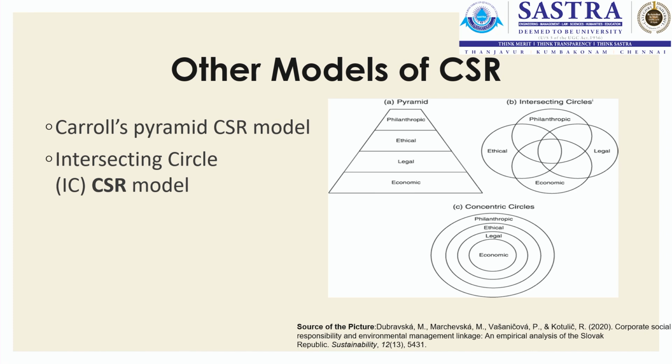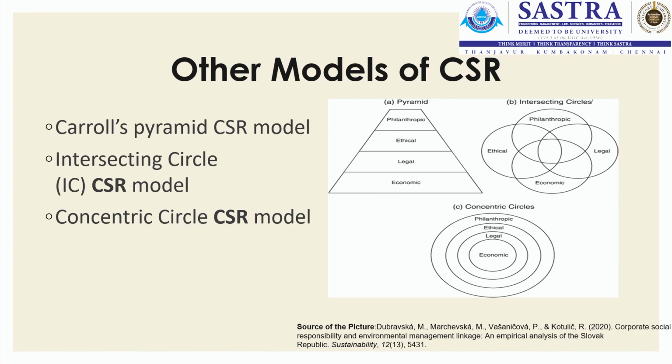The next model that we have is the concentric circle CSR model. If you look at this concentric circle CSR model, it is also pretty similar to the pyramid model and the intersecting circles model, where the similar set of activities are actually spoken about. We have the philanthropic, ethical, legal and the economic activities which the company takes up. But here if you look at it, the core of it is economic, followed by legal, ethical, philanthropic. But here they don't say that these activities are mutually exclusive from one another.